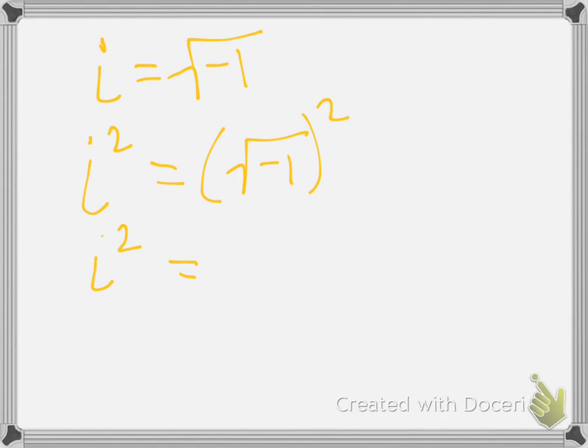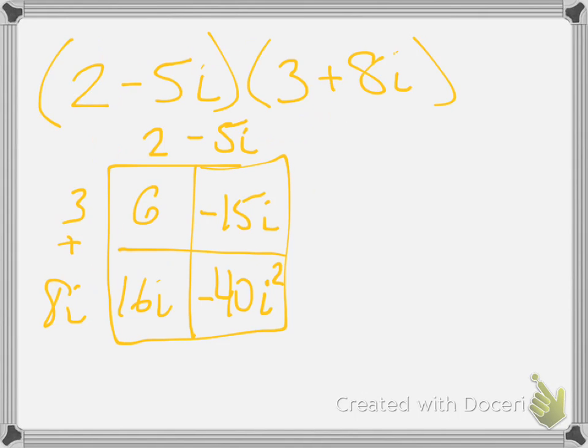We know i is equal to the square root of negative 1, so what about i squared? Well, if I square the left, I need to square the right. And if I square the right, the square and the square root cancel, so I'm left with i squared is equal to negative 1. And so if I go back over here and think about this, then this becomes negative 40 times negative 1, because i squared, as we said, is negative 1. And negative 40 times negative 1 is just a positive 40.